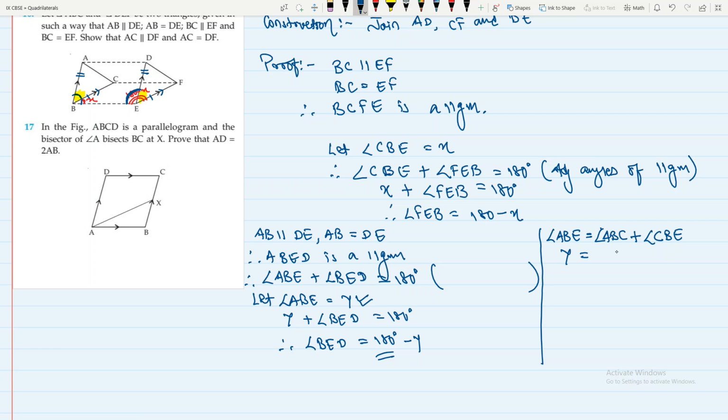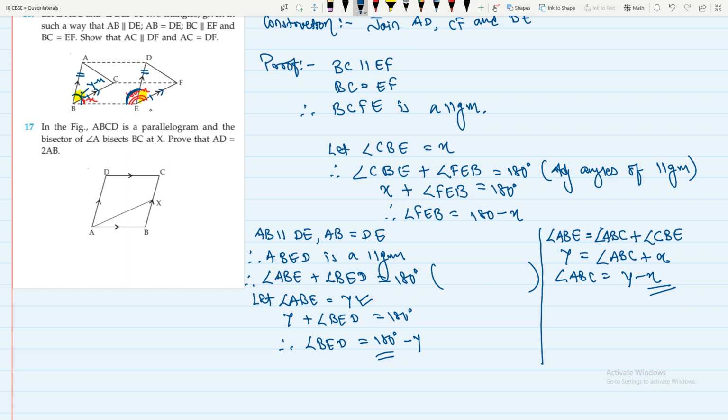तो ये एंगल ABE हमने क्या लिया था? y. एंगल ABC तो हमें ढूंढना है. और एंगल CBE हमने क्या लिया था? x. वेरी गुड. सो एंगल ABC हो जाएगा y माइनस x. ध्यान से देखना, एंगल ABC की वैल्यू हमने निकाल ली है, y माइनस x. ये येलो वाला जो पार्ट है वो क्या है? y माइनस x. ठीक है.